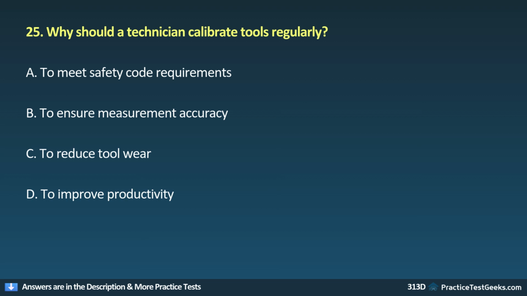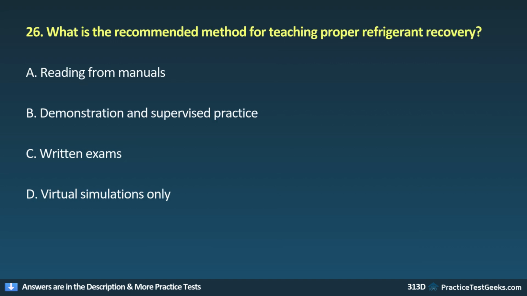25. Why should a technician calibrate tools regularly? A. To meet safety code requirements. B. To ensure measurement accuracy. C. To reduce tool wear. D. To improve productivity.